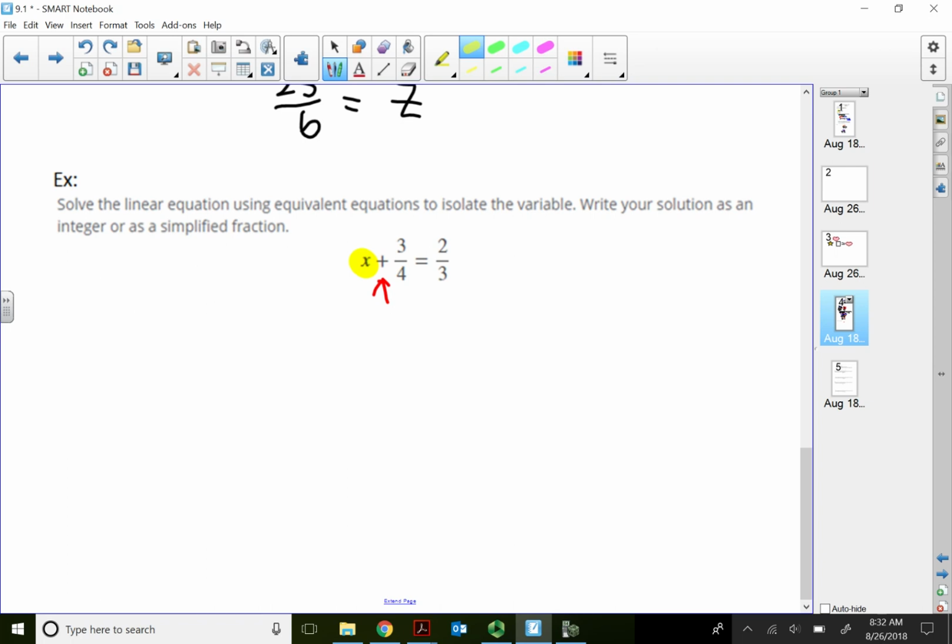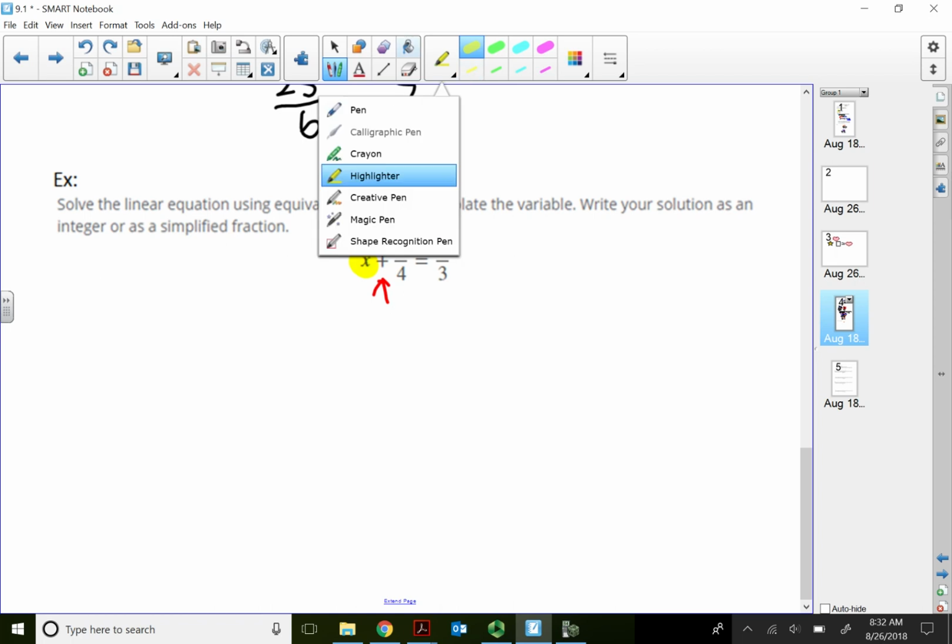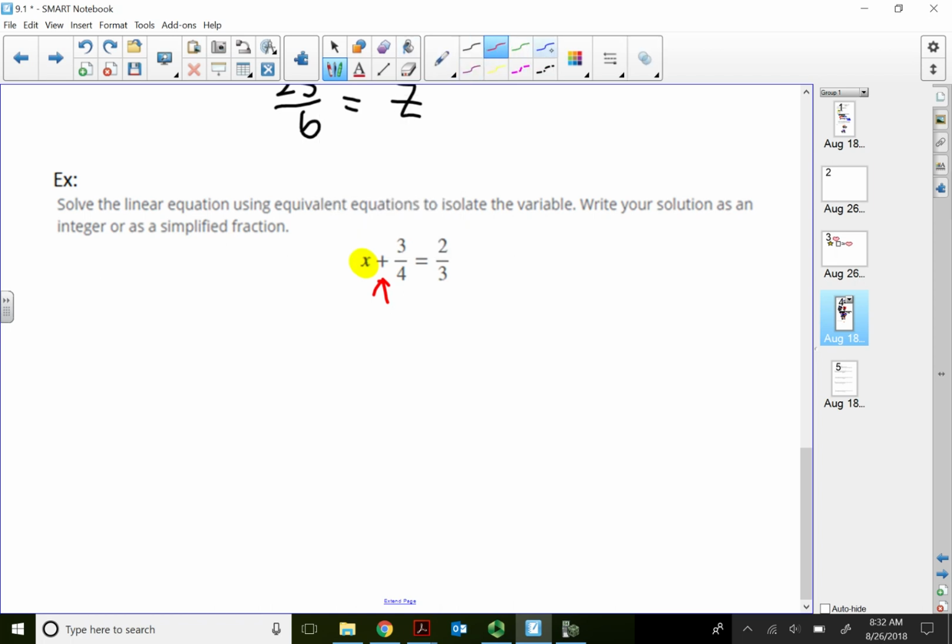So now let's move terms. Since my variable term x is positive, let it stay. So I need to toss positive 3 over 4 over to the other side. So equal sign in the middle. On the left side, x is still x. On the right side, 2 over 3 is still 2 over 3. When I pick up the 3 over 4 and move it over to the right side, it will become negative.